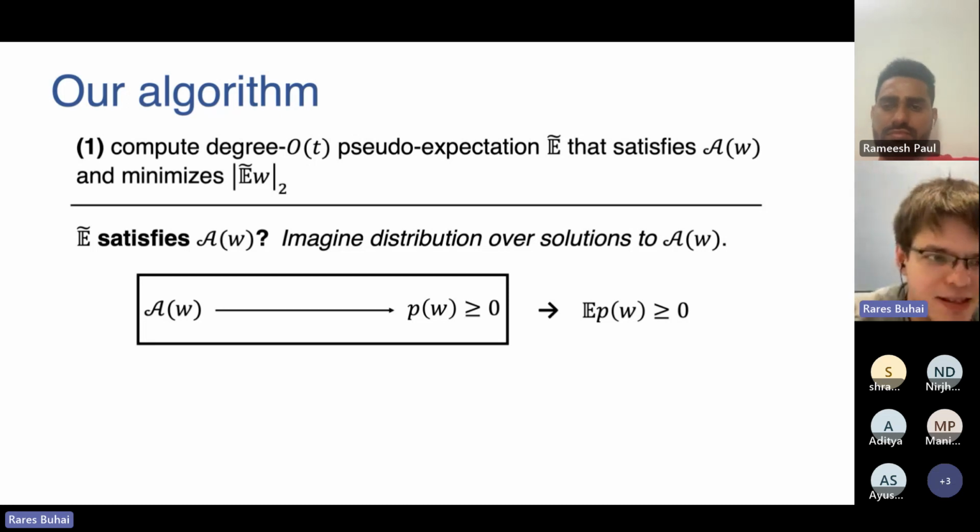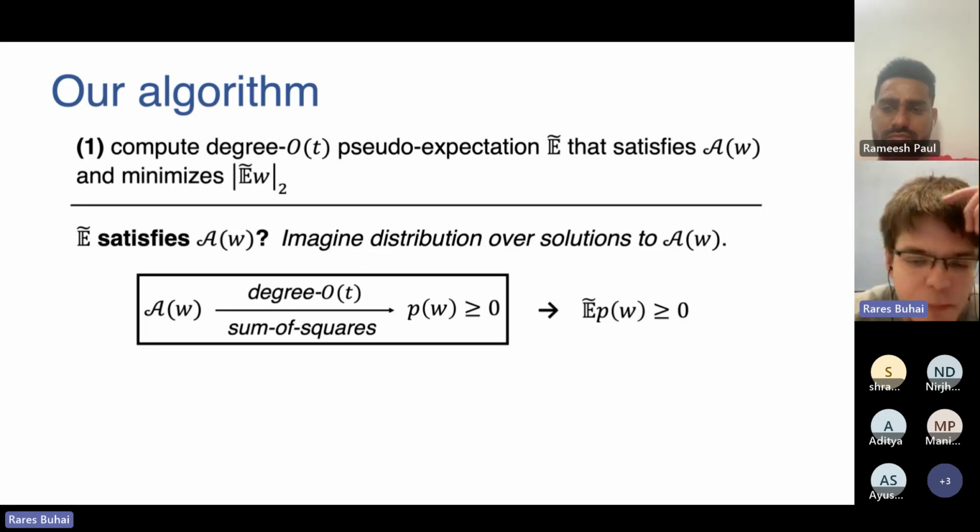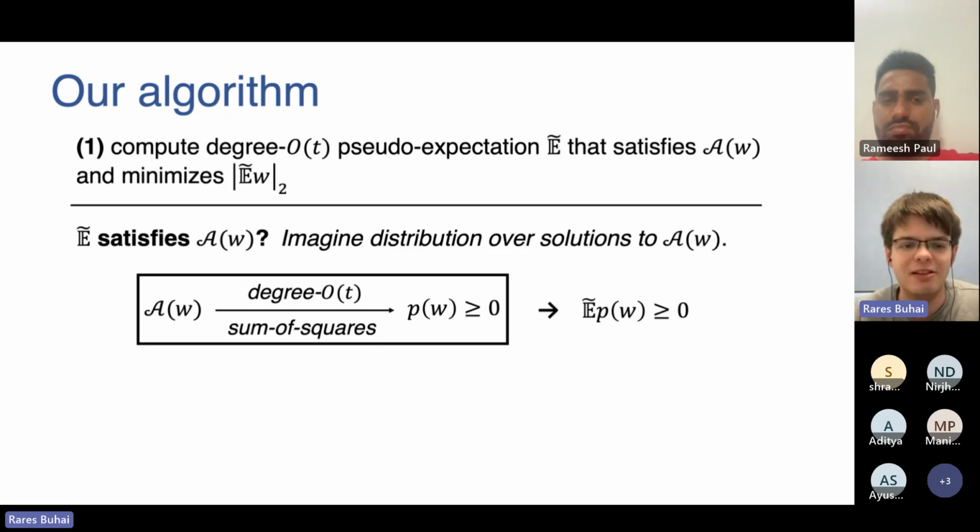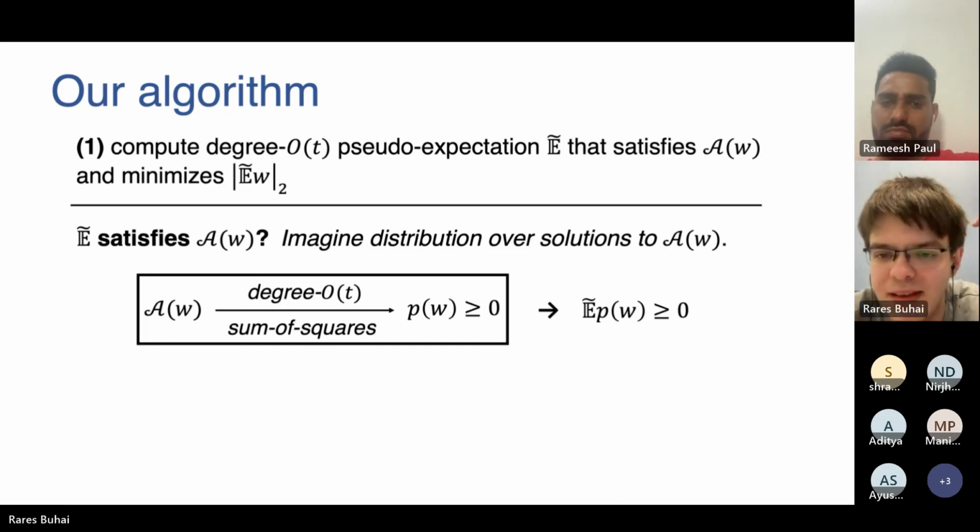And now what these pseudo distributions do is the following. If the fact that A of W implies that the polynomial is not negative is a degree t sum of squares proof, which basically means that you can express this proof through polynomials of degree at most t and their squares, so you can only use the fact that squares of polynomials of degree at most t need to be positive, and you can also use the constraints in A of W. If you can prove this thing, then it also implies that the pseudo expectation of P of W is greater than 0. So we still have something similar to before. It's just that now the proof needs to be special in order for the pseudo expectation to satisfy this.